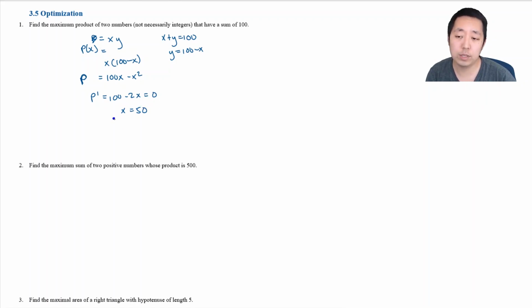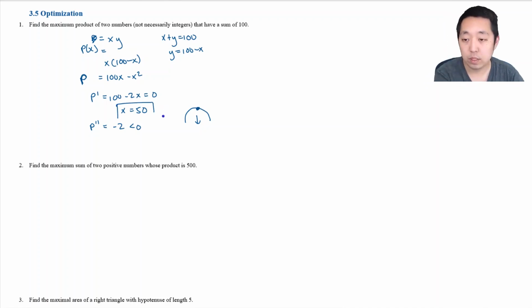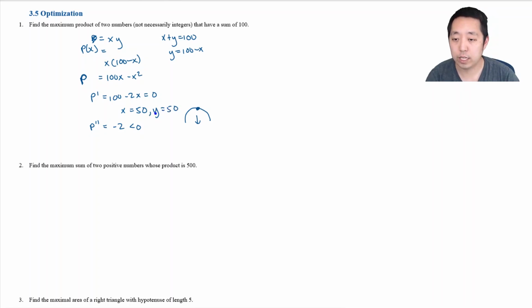Okay, now we have to determine: is this our minimum or maximum? Well, I can use the second derivative test to tell me that this is equal to -2. This is less than 0. This is a maximum because it's concave down. So x equals 50 is my answer. That also means my other number, y, is also equal to 50 because they add up to 100. And so that would give me the maximum product. Oh, they actually wanted the maximum product, and the p would be 2500 in this case.